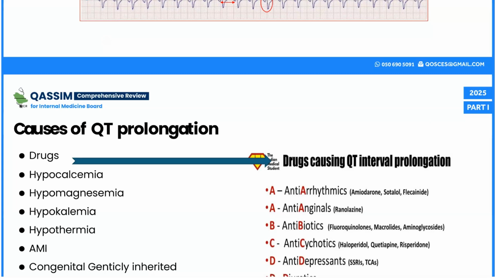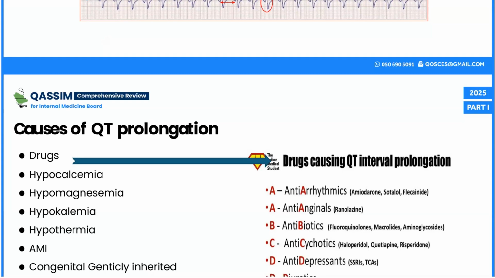Your drugs, your ABCDs: your antiarrhythmic, your anti-anginal, your antibiotic, your antipsychotic, your antidepressant, your diuretic, and your antiemetic. These are medications that are commonly prescribed that are known to cause QT prolongation. So a baseline ECG before prescribing those medications and a follow-up ECG to determine how sensitive they are.